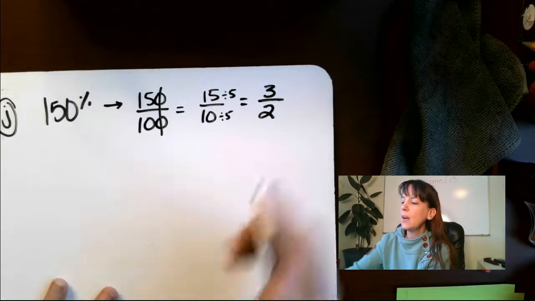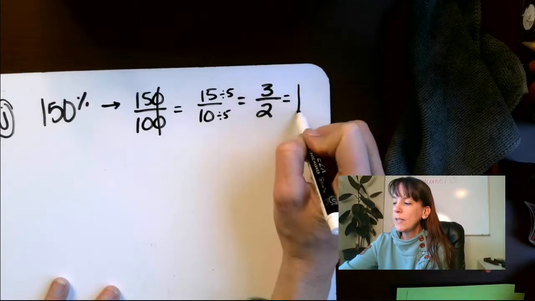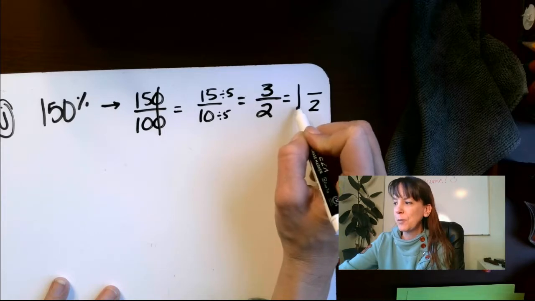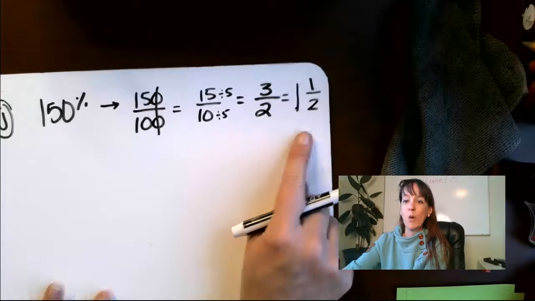Now, we could leave it as that, or we could put it as a mixed number. 2 goes into 3 one time. 2 times 1 is 2, and 1 more would give us 3. So 150% is 1 and 1/2, or 1.5.